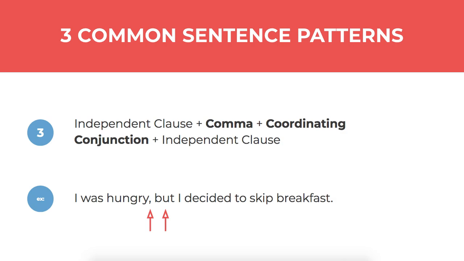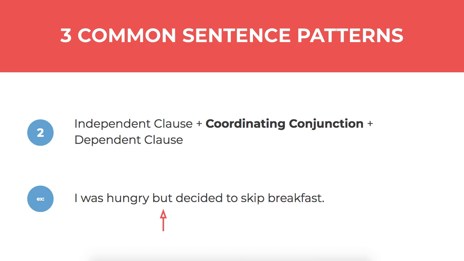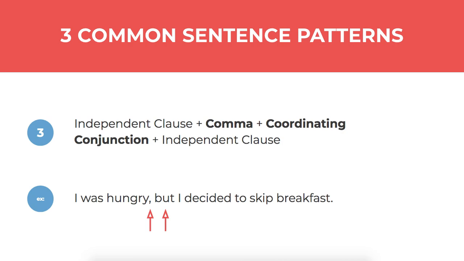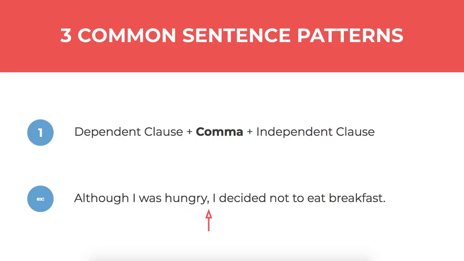But for now, remember our three main parts. I'm going to go back here. First one, dependent clause plus comma plus independent clause. Next one, independent clause plus coordinating conjunction plus dependent clause. Finally, independent clause plus comma plus coordinating conjunction plus independent clause. Now, one last thing to mention. On the ACT, they are going to test you on this first one, like I already mentioned, but they are also going to test you on introductory phrases.